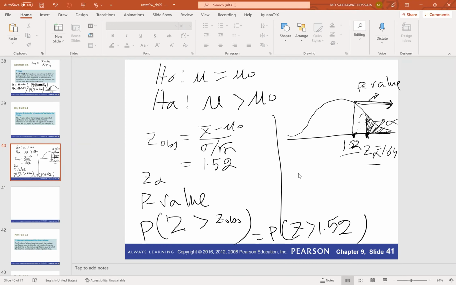Okay, so let me shade it a different way. So maybe I can shade it in this way. Yeah, this is the p-value. So which area is larger, the p-value or the alpha? Alpha is the area on the right side of 1.64, and p-value is the area on the right side of 1.52. So which area is larger, p-value or alpha?